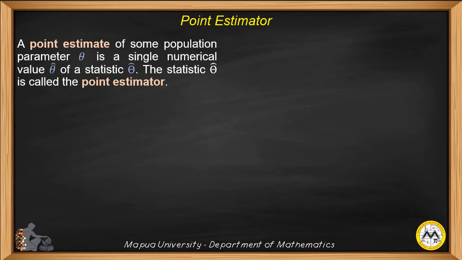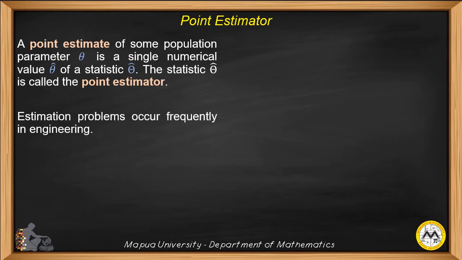Point estimator. A point estimate of some population parameter theta is a single numerical value theta hat of a statistic capital theta hat. The statistic theta hat is called the point estimator. Estimation problems occur frequently in engineering. There are different parameters that we want to estimate to find its actual value.